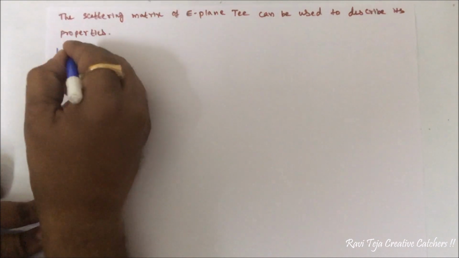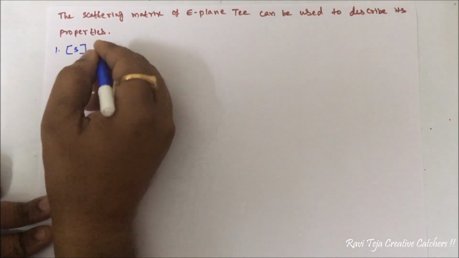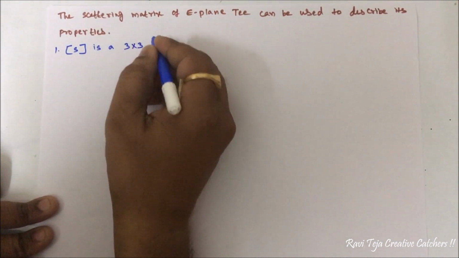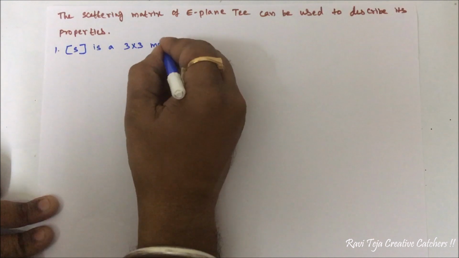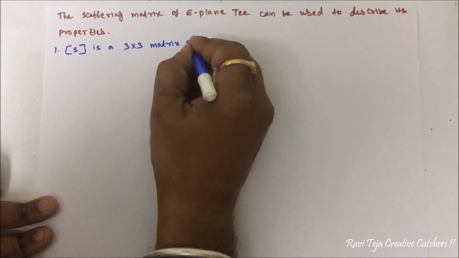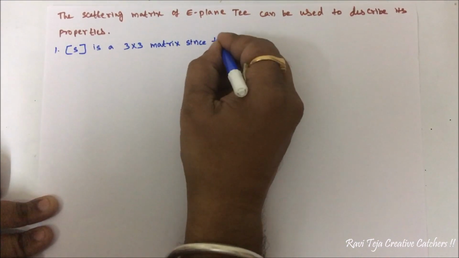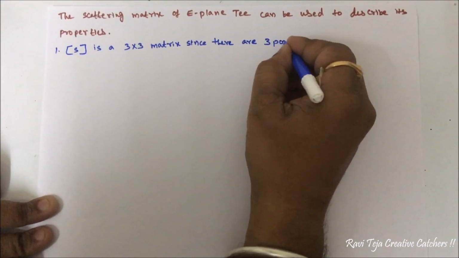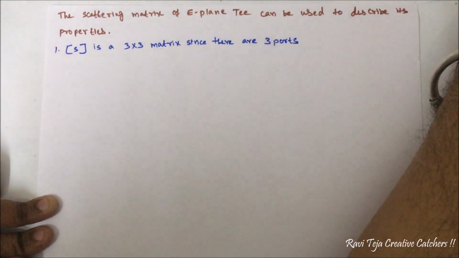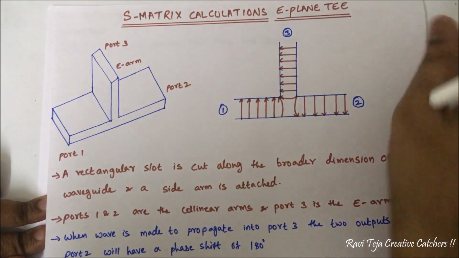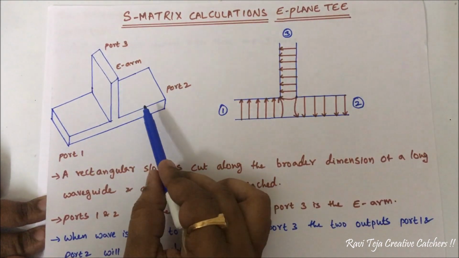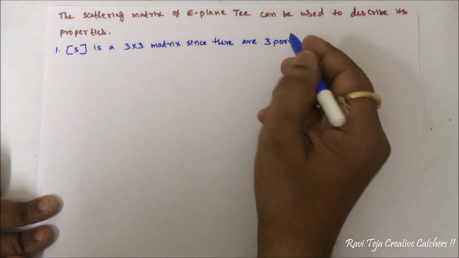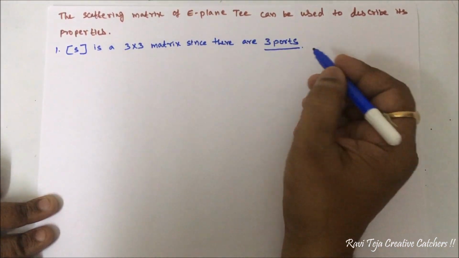Now, let us see the first one. S is a 3 into 3 matrix since there are 3 ports. If you see the diagram, there are 3 ports, port 1, 2 and 3.